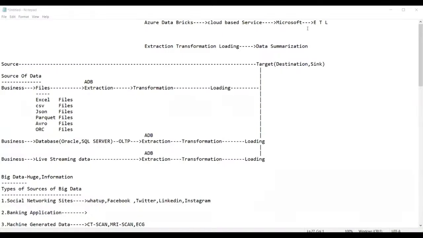So with Azure Databricks, what kind of data do we usually handle, structured or unstructured? Unstructured, semi-structured, and structured. We will handle all three of them basically. Mostly you will have semi-structured data.